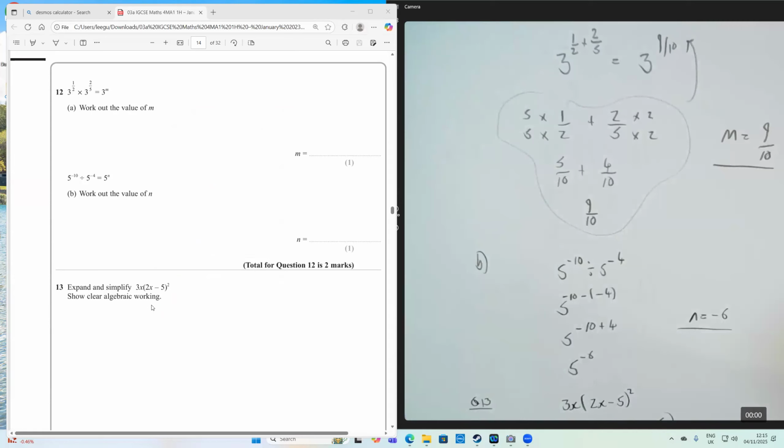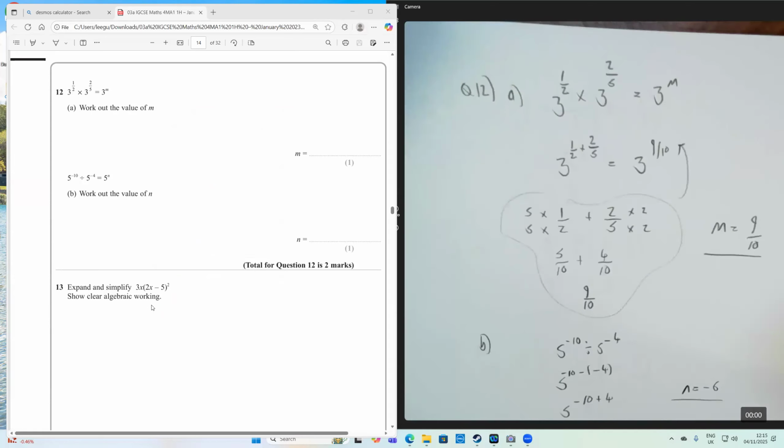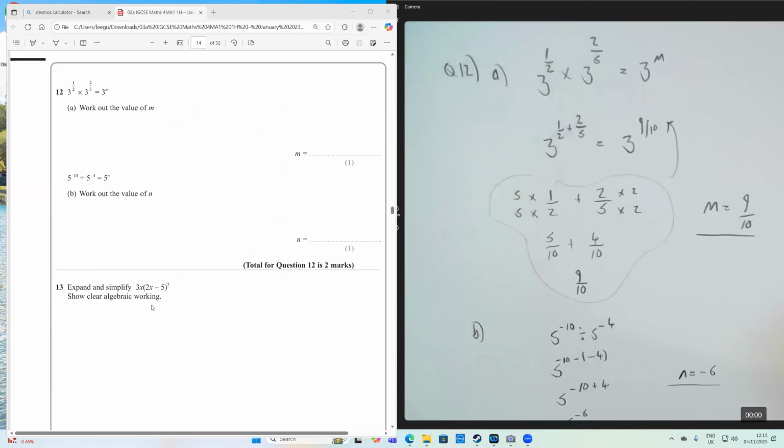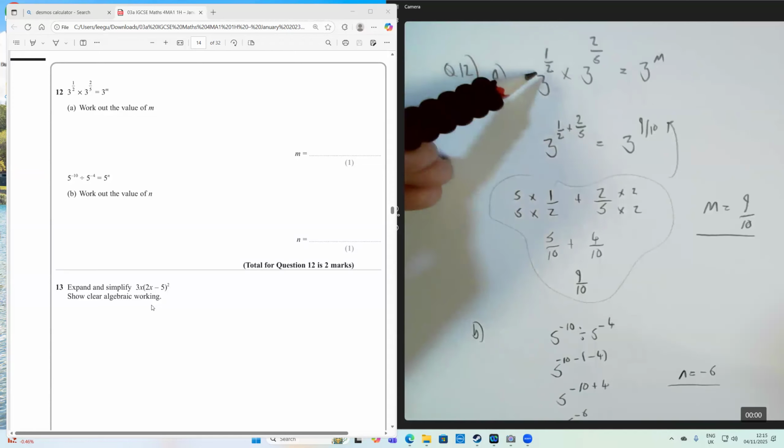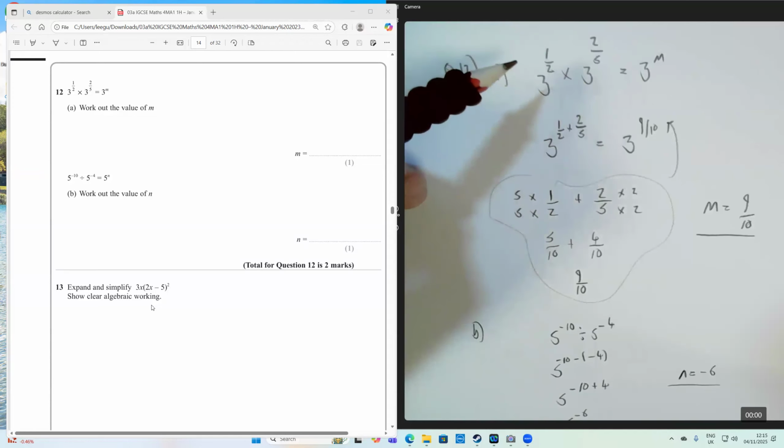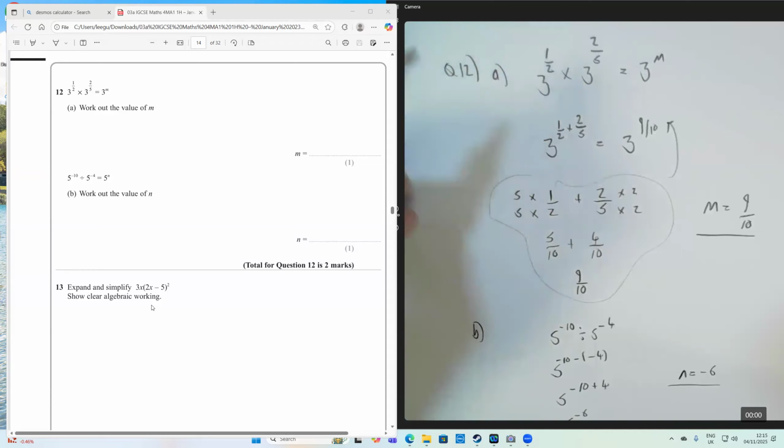Question 12, we're getting there now through the paper. Let's have a look at the next one, question 12. So question 12 says 3 to the half times by 3 to the 2/5 is equal to m. Work out the value of m. So first of all, what have I done? Well, when you multiply two numbers, you add the powers together, okay? So we're going to have a half add 2/5.